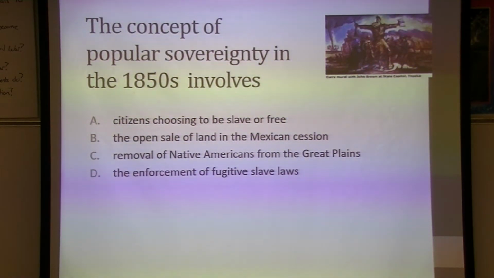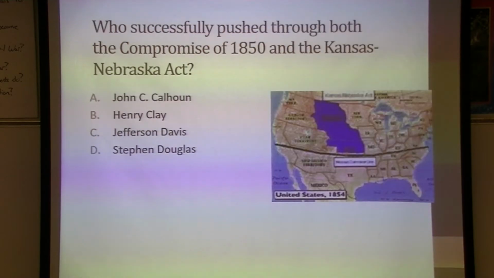Okay, the concept of popular sovereignty in the 1850s involves citizens choosing to be slave or free. Today when you hear popular sovereignty, it means to vote. In this case, they were voting whether to be a slave state or a free state. Who successfully pushed through both the Compromise of 1850 and the Kansas-Nebraska Act? Stephen Douglas.